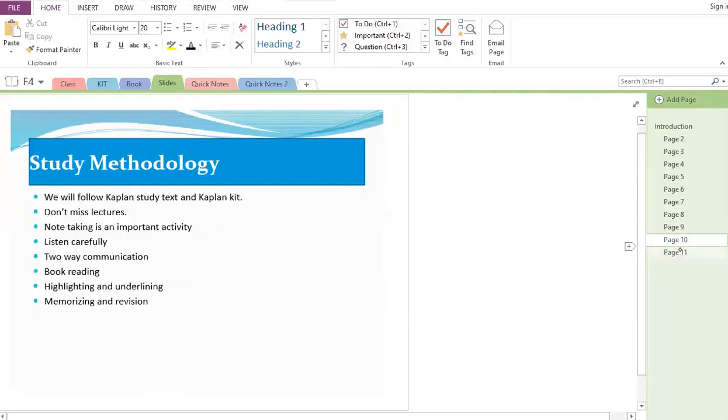So what is our methodology to deal with all these important points? Yes, we will follow the Kaplan study text and Kaplan kit. Kaplan is one of the easiest books to study in F4. It is short and normally students like to read this book because it doesn't have excessive detail. The important points are written in short and they are enough for students to memorize. So the Kaplan book and Kaplan kit are important. We're going to study with that.